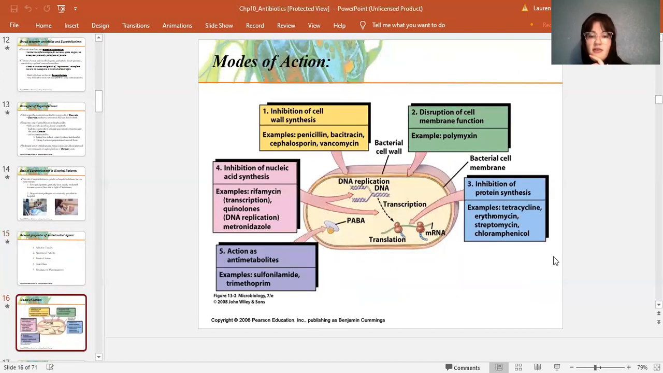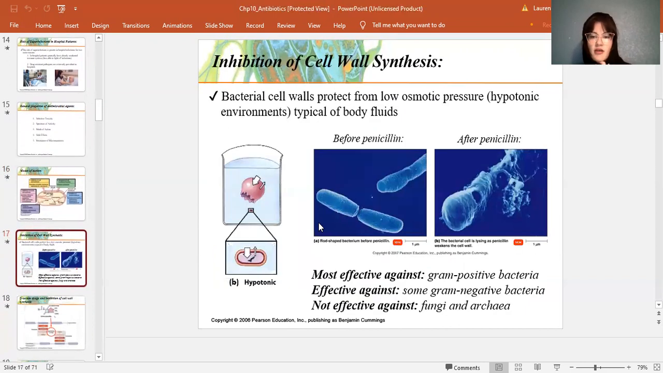Modes of action. Now this is one of the Quizlets that I made. I also made a Quizlet more in tune to the actual lab, and a couple other kind of things that I did.